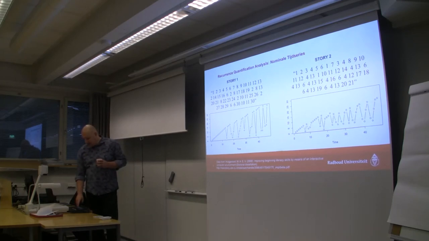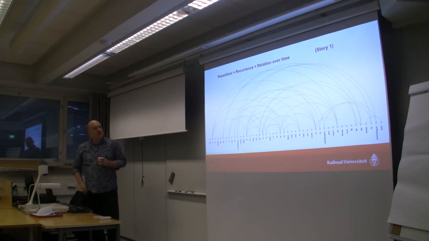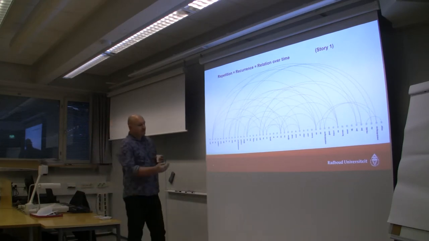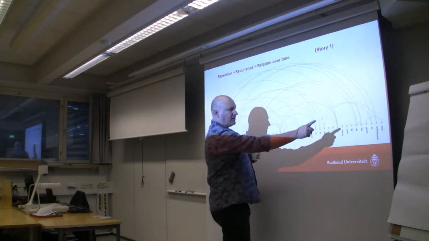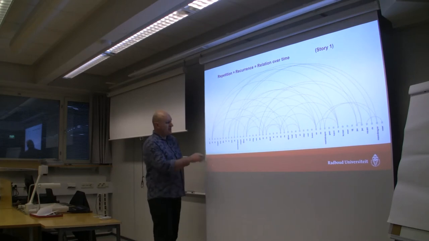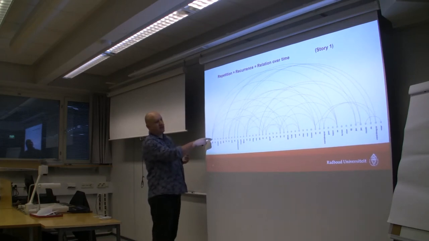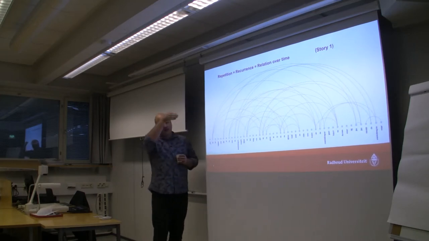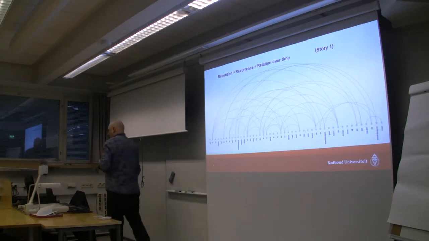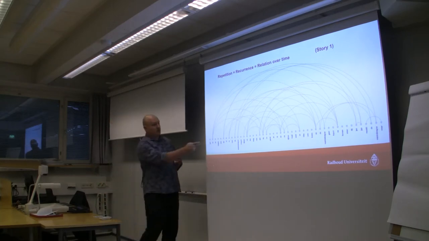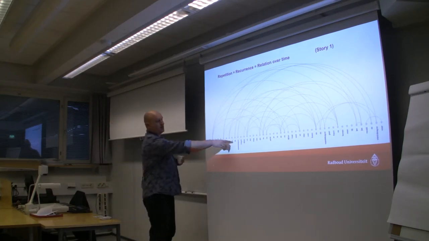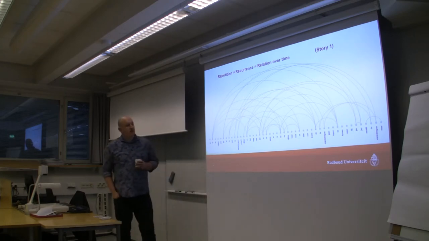Another way to represent this is like this. So now here is the story. Here are all the words going to the end of the story. And here we have a little dot. And every time a word is repeated, we connect it to the location of where it is actually repeated. So these arcs are signaling the fact that something is going to be repeated. So N will be repeated, and the, all those things. And this is story one.